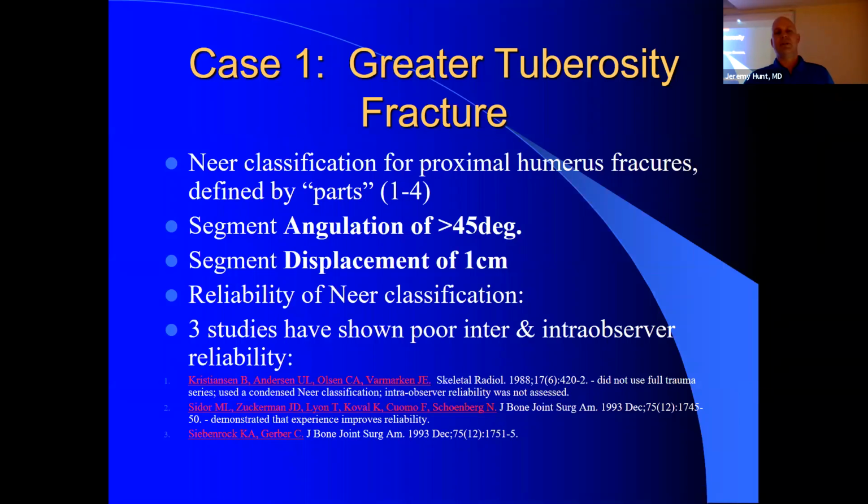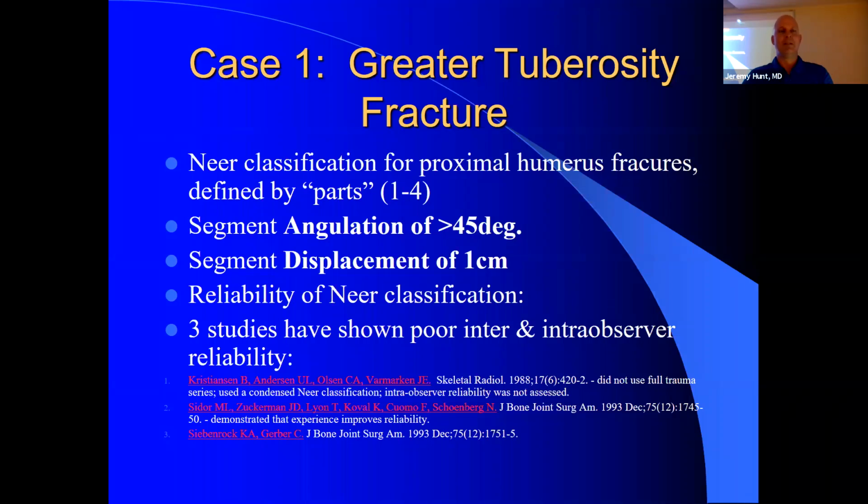All right, so when you're talking about, in this instance at least, the greater tuberosity fracture along with the surgical neck fracture, there's the Neer classification system for proximal humerus fractures. It's defined by the number of parts. Each part can be defined basically by if it's angulated more than 45 degrees or displaced a centimeter or more. So there may be more pieces, you could have two or three cracks in the area, but if everything's non-displaced, then technically that's a 1-part fracture.